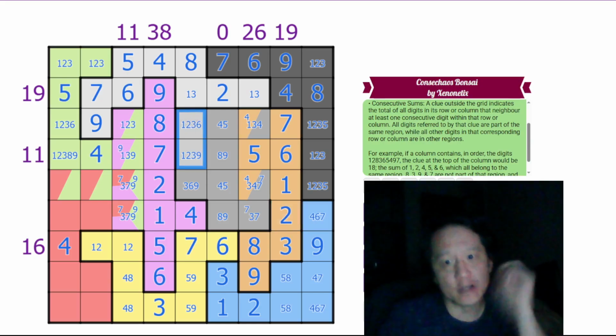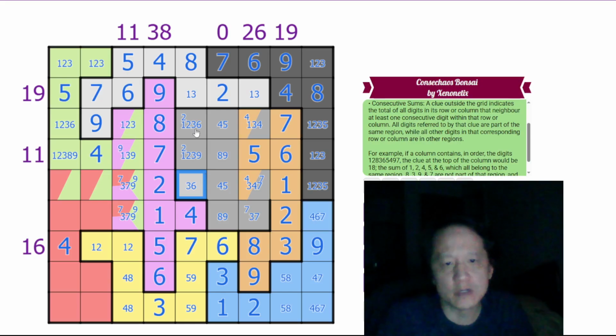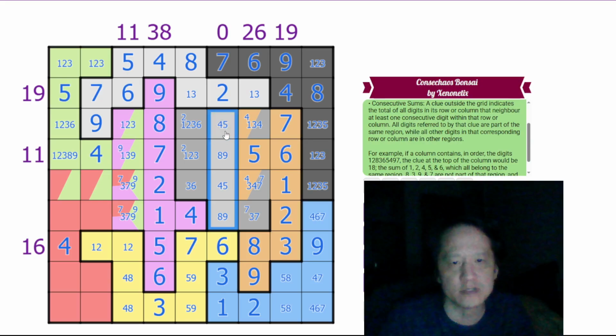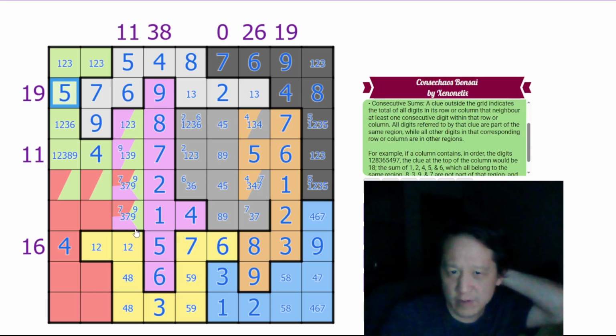2 for the light gray, or the medium gray, has to be one of those two. This can't be 9 because of the 9 in the column. This can't be 9. Actually, it can't be 9 because also the 4, 5, 8, 9 pair in the dark gray region. We know 2 is here. We know 6 is here. So 6 is one of those two. 5 has to be these two digits here. Well, we already have a 5 in the green region, so that's fine.